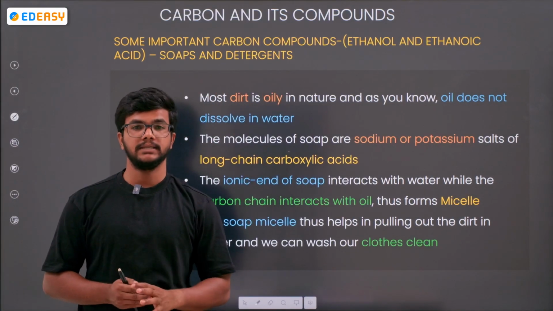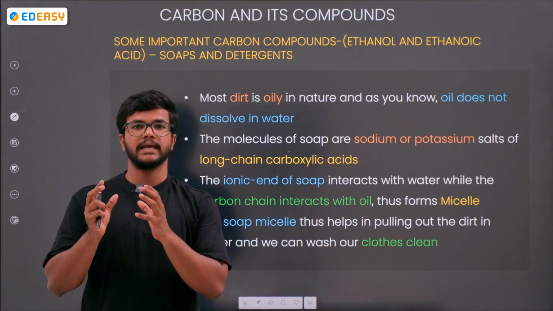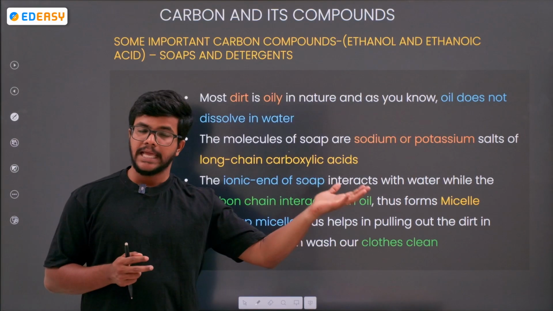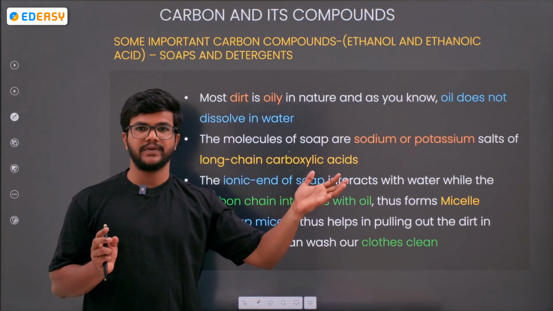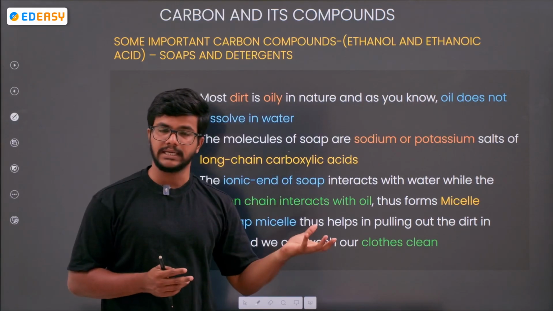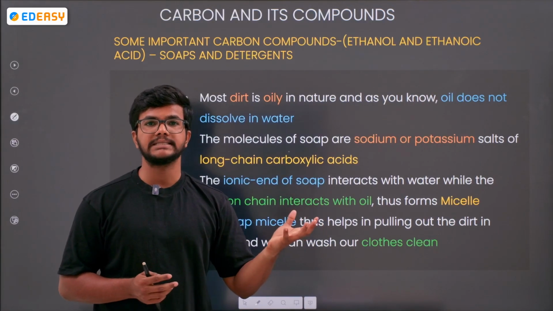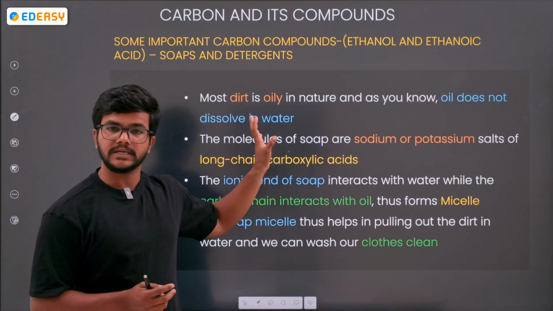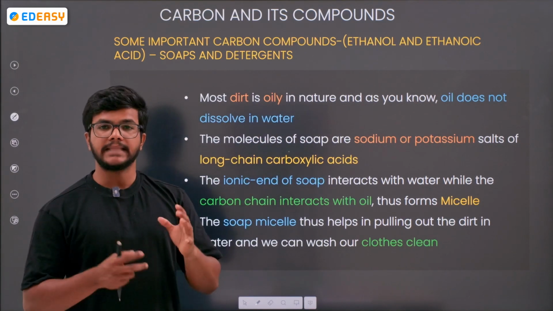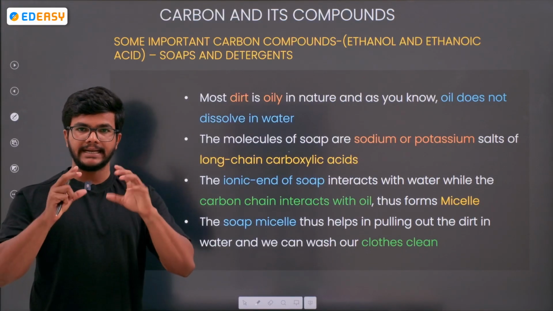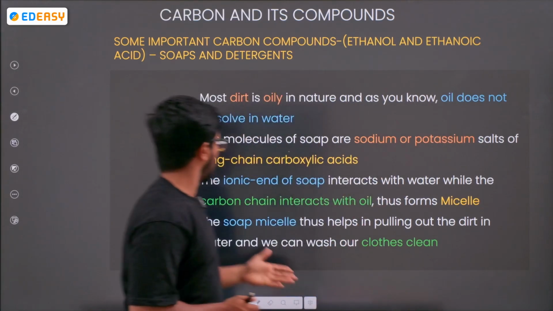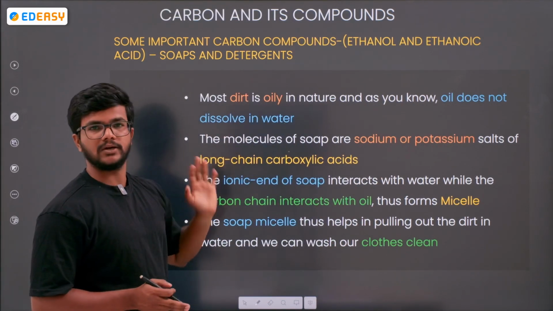So ethanoic acid on reaction with ethanol gives the ester. This reaction is called esterification. Ester on reacting with the base gives the sodium salt of the carboxylic acid. The sodium salt of the carboxylic acid is nothing but the soap, which is used in the preparation of soaps. That soap has the head part and the tail. Most dirt is oily in nature and oil does not dissolve in water.